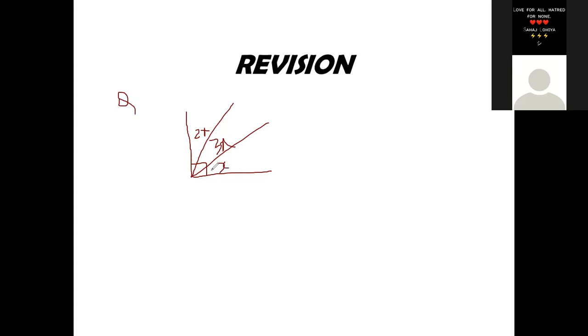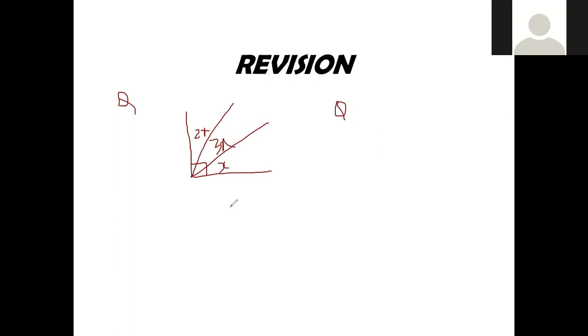How to find the value of x? Do you know, children? X plus 3x plus 2x equals 90 degrees. Good. This symbol is 90 degrees. What will be the reason? Being right angles.